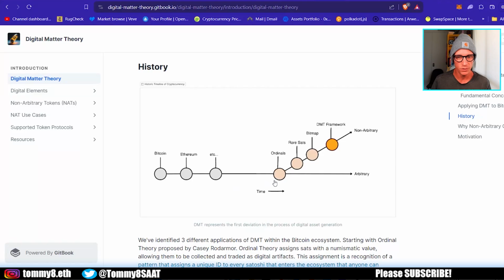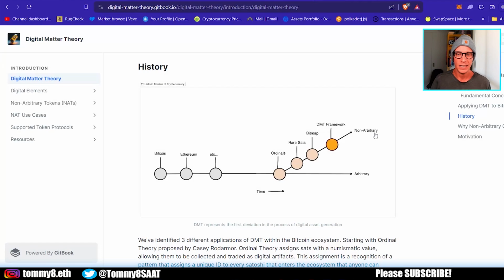And then over time we had the Ordinals, the rare sats, the bitmaps, and then the digital matter theory framework, which is the DMT, and the sats were on a different trajectory, which is non-arbitrary, because it's not a fixed supply of just 21 million. It's literally going to be increasing, creating all these new patterns, all from the Bitcoin.